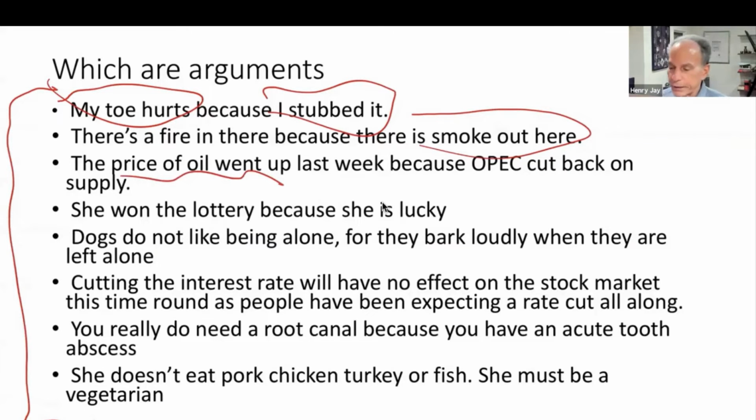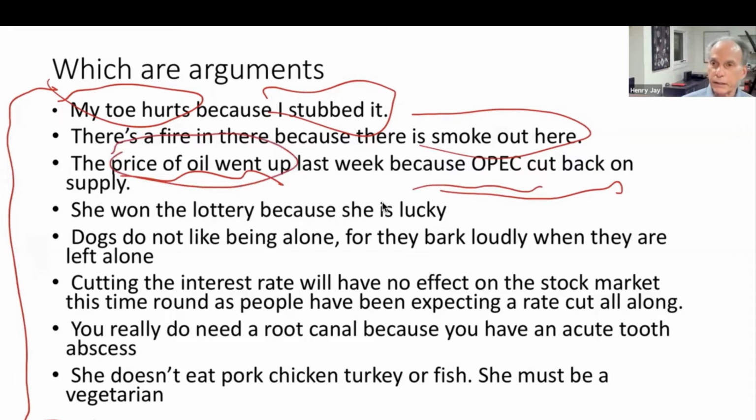And someone is giving a potential cause. Now, that may or may not be correct, but one is actually stating a cause for a fact. It's not a position that one is taking. It may be a little confusing because this may not be true, whether OPEC cut back on supply, but that doesn't change whether this is an argument or an explanation.